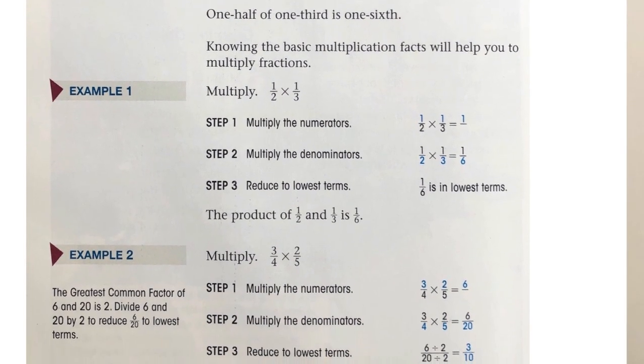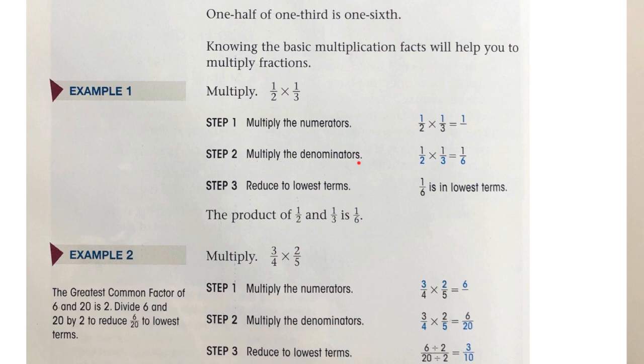Knowing the basic multiplication facts will help you to multiply fractions. Example 1, multiply 1/2 times 1/3. Well, step 1, multiply the numerators. So here's how you can do it just working with math instead of with the picture. 1 times 1 is 1. So we've only multiplied the numerators, which are the numbers on top of the fraction.